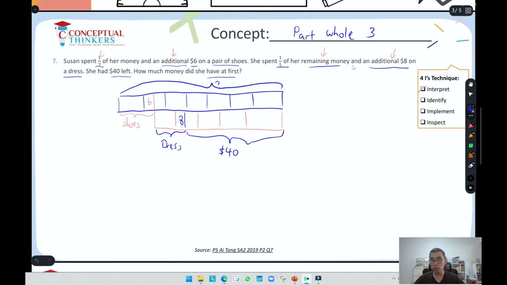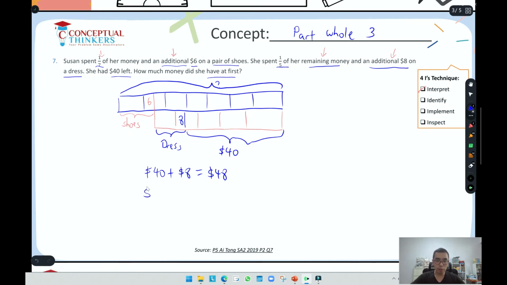Now, this is a part whole type 3. So after we draw the model, we do a working backwards. If you look at the beige color drawing, this is 1 unit, 2 units, 3 units. So this $40 represents 3 and slightly more than 3 units for the beige color. In order to make it a complete 4 units, we need to add this $8. So I will take $40 plus $8 and I will get $48. So this represents 4 beige units, right?